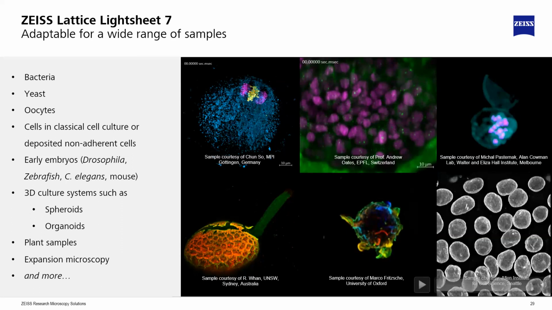So with that, I think I've highlighted a number of the sample types that we can image on the lattice light sheet 7 and the workflows that we can start to work with on this type of microscope. We obviously didn't have time to show you all of these examples today, but we do have researchers using the lattice light sheet 7 to image things like bacteria, yeast, small animal oocytes. Anything on this list, we are more than happy to put on the lattice light sheet and see how it performs for these types of samples.